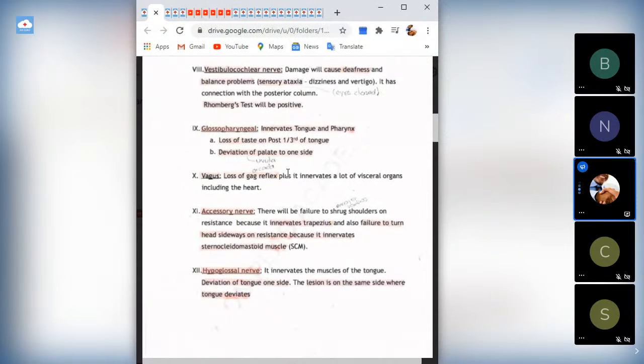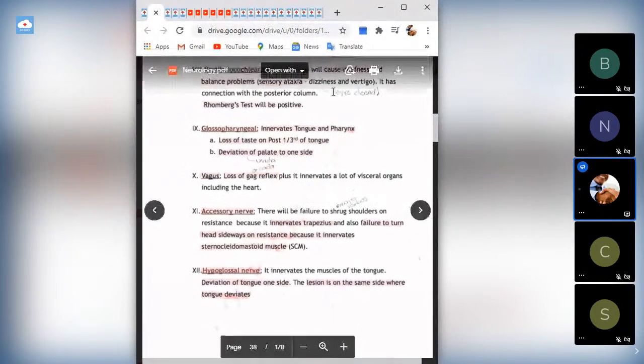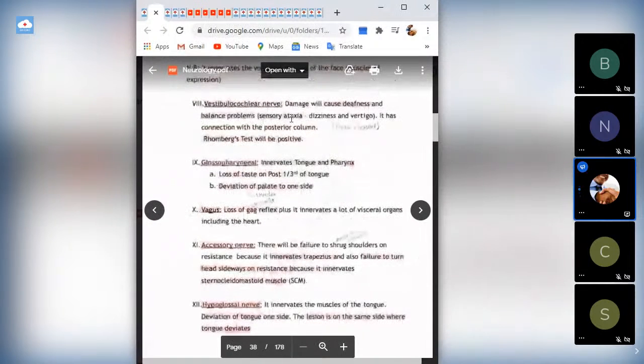Okay, that cochlear nerve is working properly. So, if for whatever reason your cochlear nerve is affected, then there will be signs and symptoms. Thank you very much. So that is that about that. Now, damage will cause deafness and balance problems, like I mentioned earlier. So there will be sensory ataxia, dizziness, and vertigo. It has connection with the posterior column.